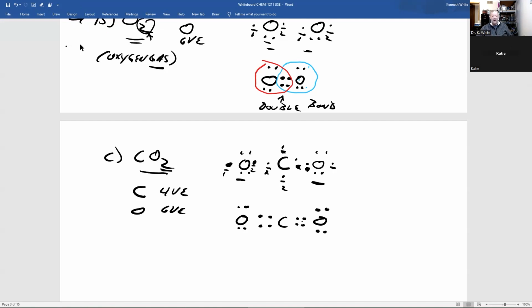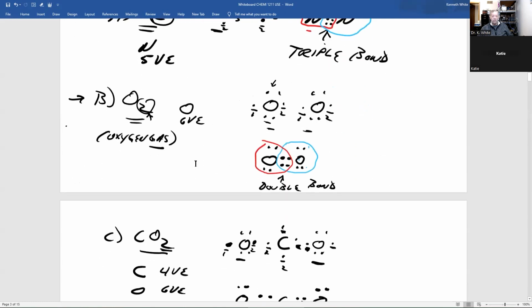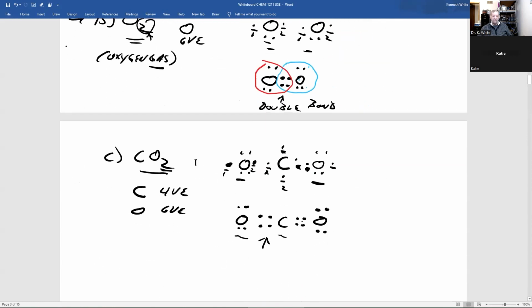And what kind of bond is between this oxygen and this carbon? Well, two pair of electrons. We go up here, that's a double bond. And we look here, same thing. Two pair of electrons, double bond.